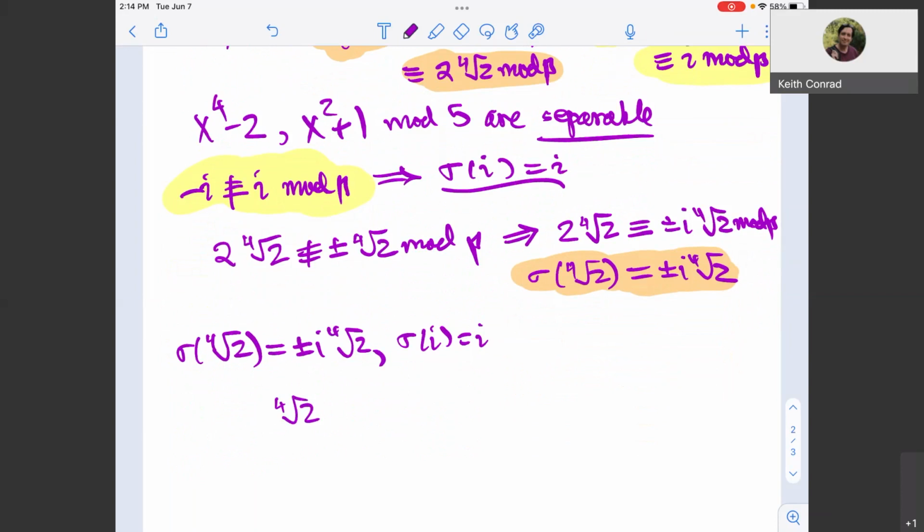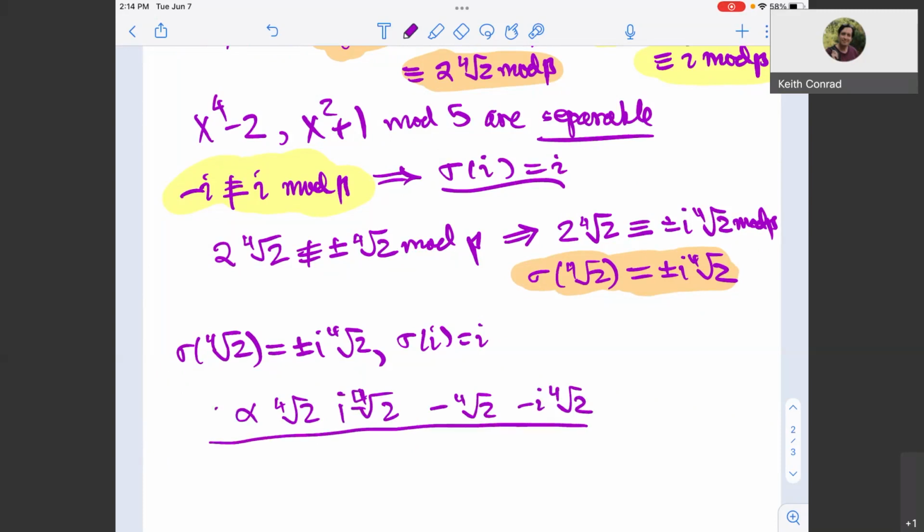If we write out our 4th roots of 2 in order by powers of i, then we have our sigma alpha. So maybe the value of the 4th root of 2 is i times the 4th root of 2, or maybe it's minus i times the 4th root of 2. Let's see what happens. Well, if the 4th root of 2 goes to i times the 4th root of 2, and i is fixed, then i times the 4th root of 2 in the second column is going to go to i times i times the 4th root of 2. That's minus the 4th root of 2.